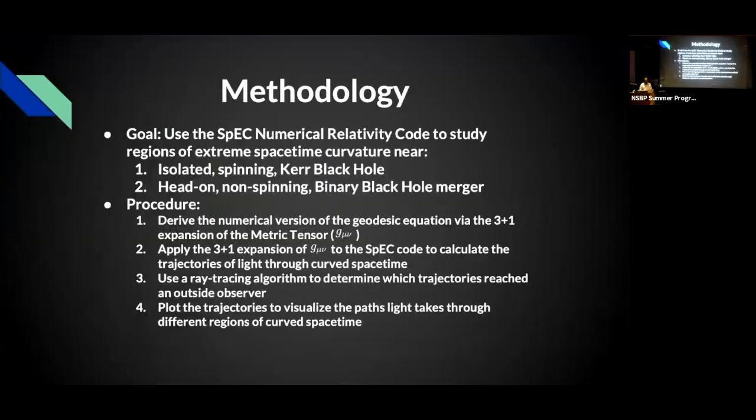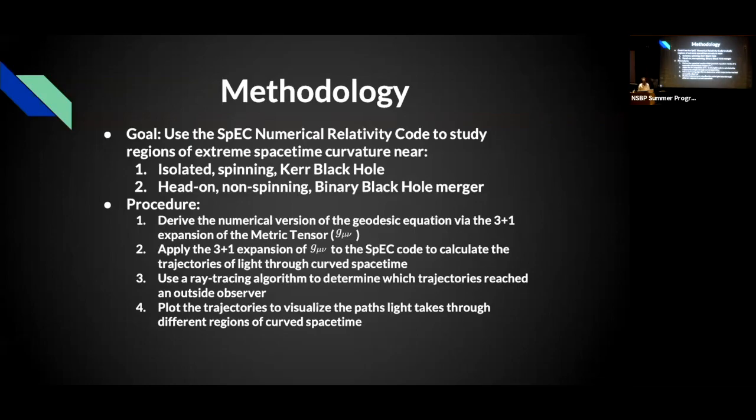So, just to run through the methodology real quick before I start talking about the more theoretical and conceptual motivations behind my project. The overall goal of the project this summer was to use a portion of the SpEC numerical general relativity code to study the geometry of regions of extreme space-time curvature near two types of compact objects. The first case is an isolated spinning Kerr black hole, and the second case is a non-spinning binary black hole merging event between two Kerr black holes.